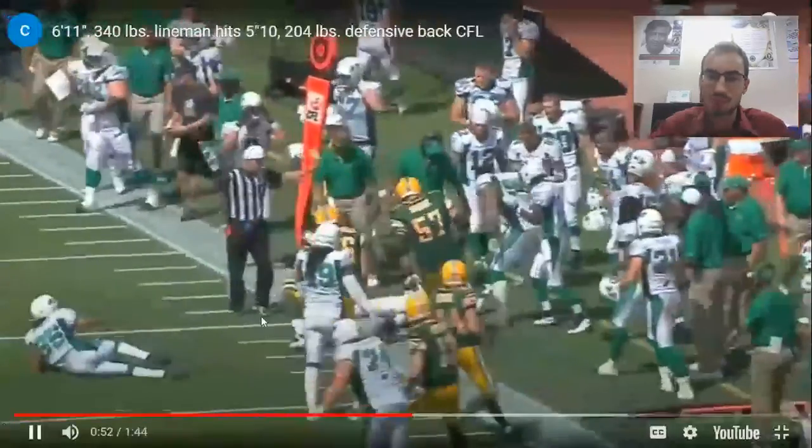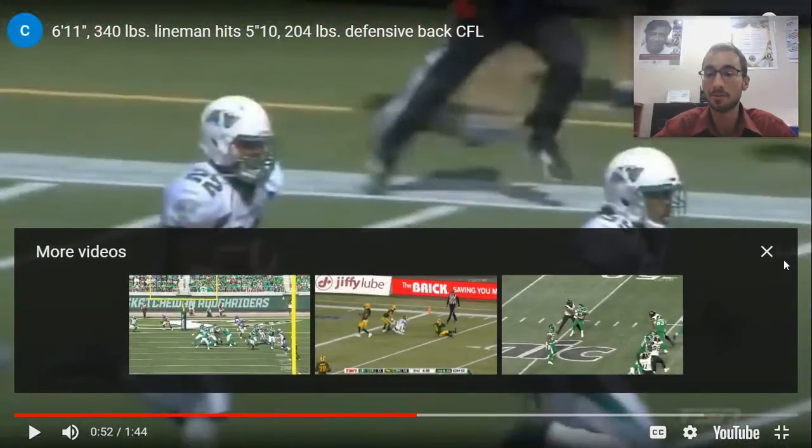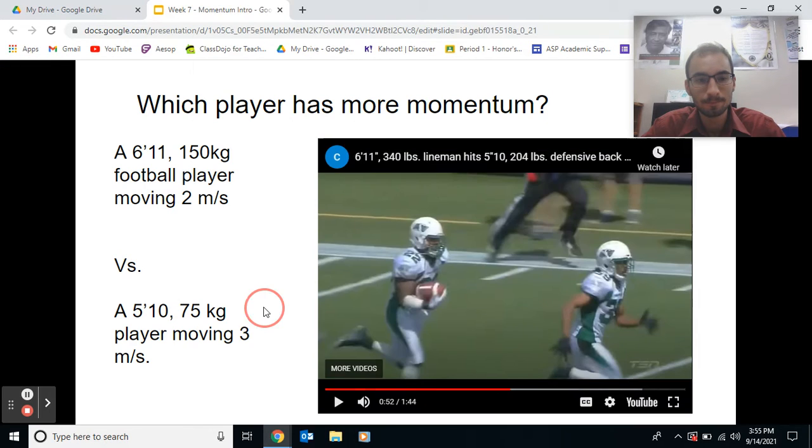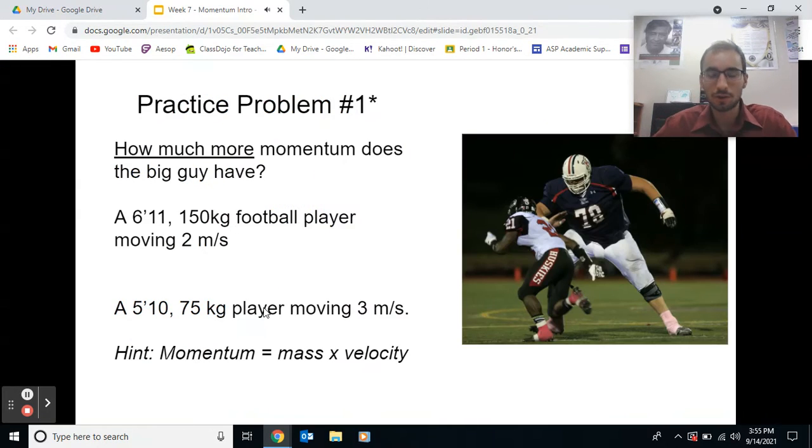But the big guy just totally knocked him out. Okay. So I want you to do this in your notes. Who has more momentum and how much more momentum do they have? Okay? Try and figure it out. Use the formula mass times velocity to get momentum.